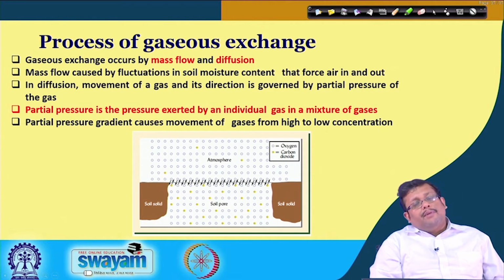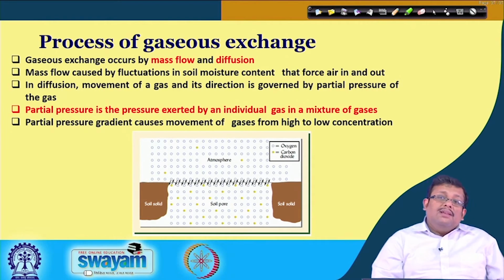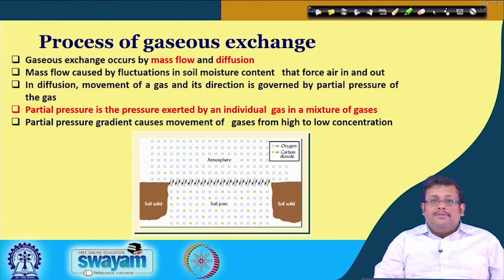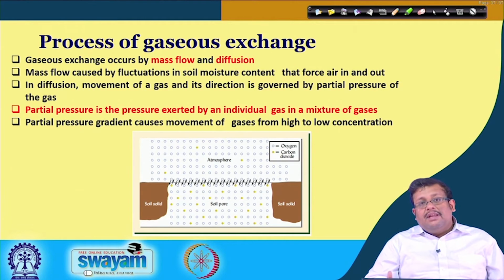So, what are the different processes of gaseous exchange? Well, there are two major processes of gaseous exchange. One is called mass flow, another is called diffusion. Mass flow is caused by fluctuation of soil moisture content that forces air in or out. For example, after a heavy rainfall, water enters into the soil and removes the air. This is called mass flow, as a result of rainfall.